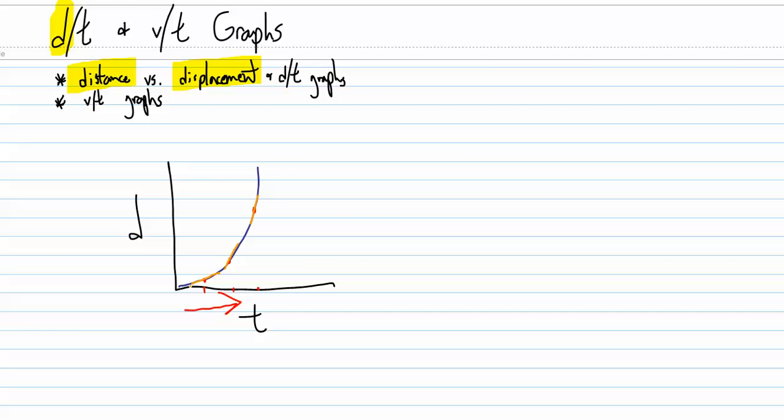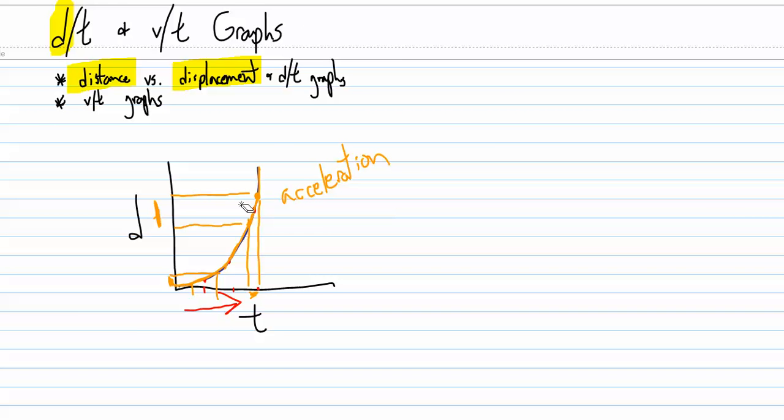This chunk of line right here starts there and goes to there, and look at how much distance is covered. The distance is only this much. But look at this chunk right here. It goes from here to here, and only a little bit of time passes. This is just a very little bit of time, but look at the distance. The distance that has passed is greater. So what this graph shows is acceleration. So on a distance time graph that curves upward, the object is speeding up.